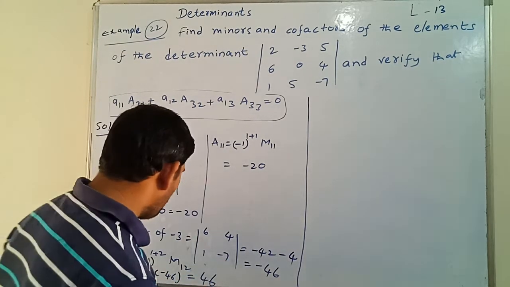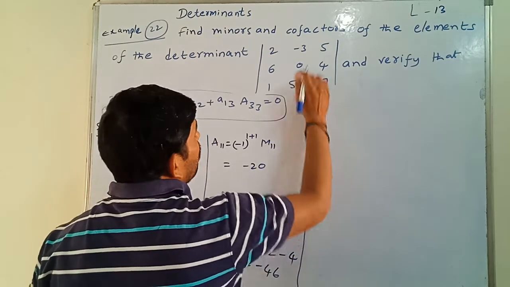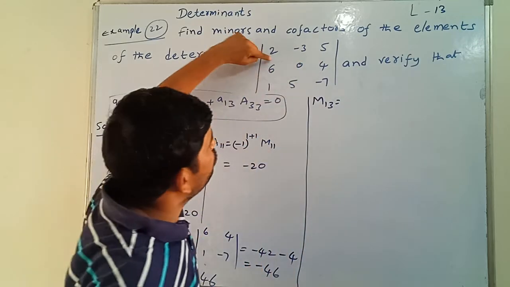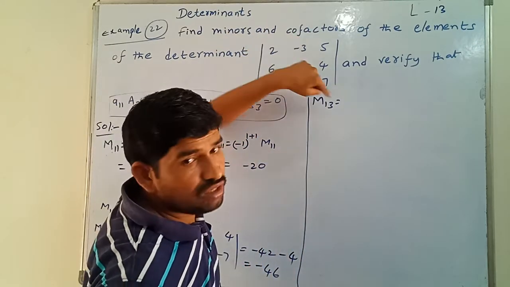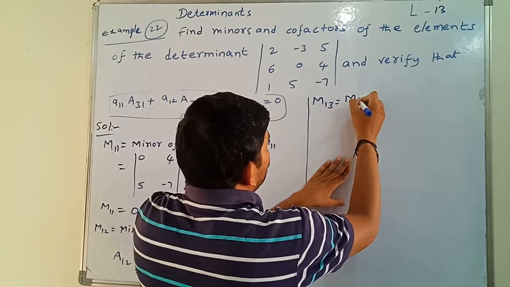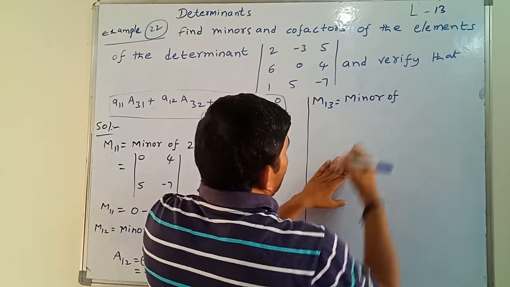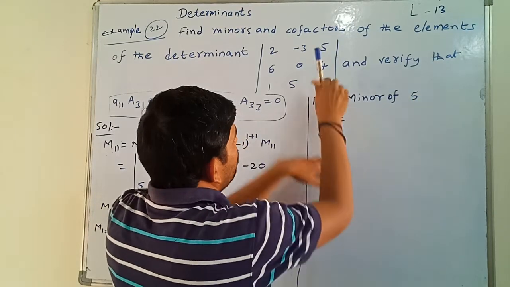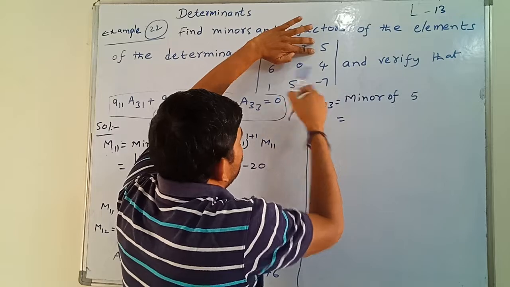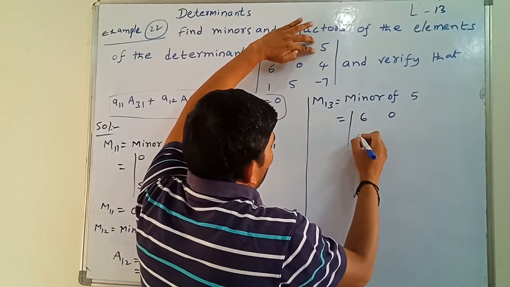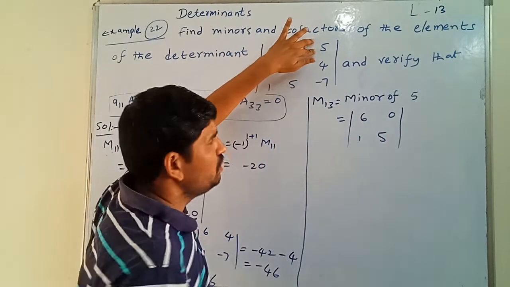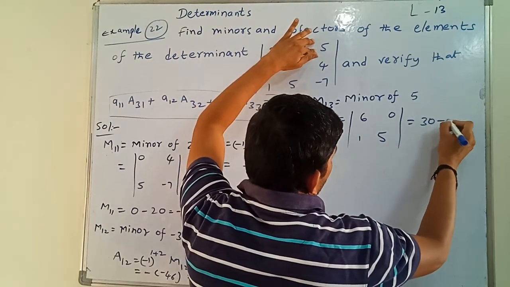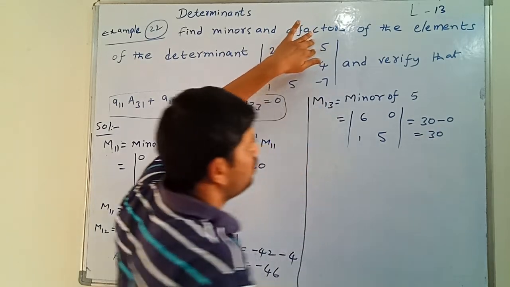So then I will write here M13. It will indicate here what? First row, third column. Yes or no? So now the minor of element 5. So now just close the address for this again. See, 6, 0, 5, 1, that's all. So then cross multiplication is 6 into 5, 30 minus 0. It will be giving the result 30.